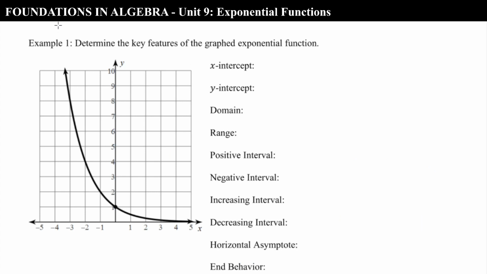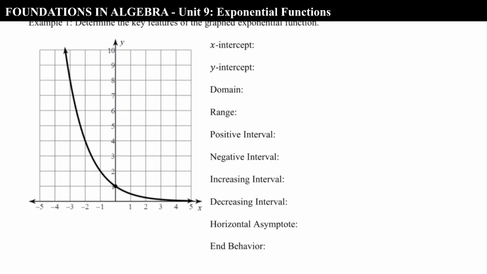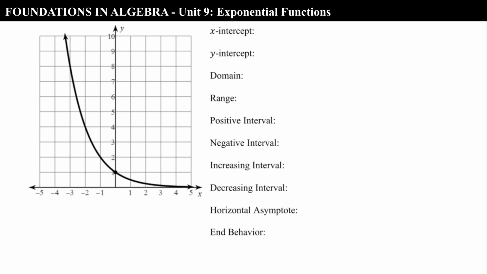So let's do some examples of just identifying some key features. So the x-intercept in this graph, well, we approach on this right-hand side, we're approaching the x-axis. So we're never going to actually touch the x-axis, so therefore we have no x-intercept. The y-intercept is at y equals 1, so (0, 1) is our y-intercept.